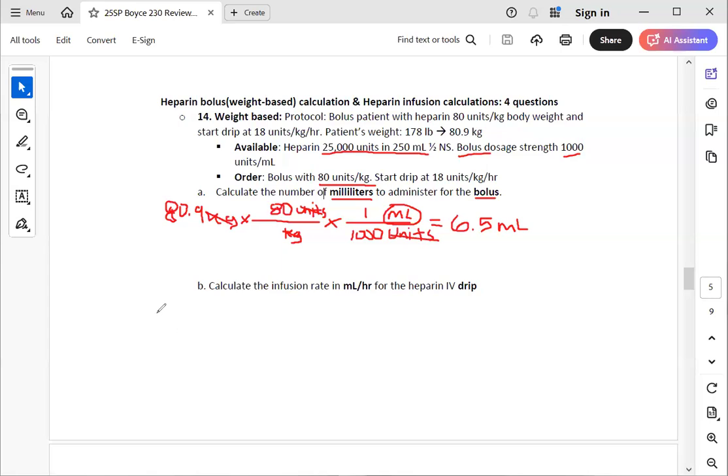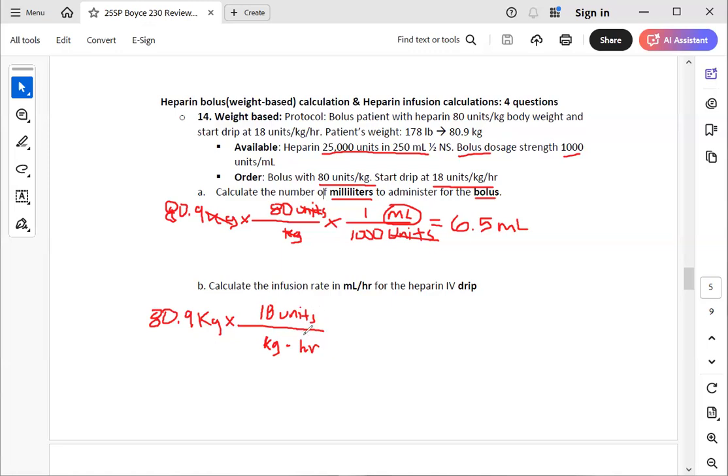For the infusion rate, again, I'm going to use the same patient weight, 80.9. Again, you can change that depending on what it is. Okay. Now, this one's going to look a little bit different, because what we're multiplying by, it tells us to start a drip at 18 units per kilogram per hour. So this is going to be written as 18 units over kilogram hour.